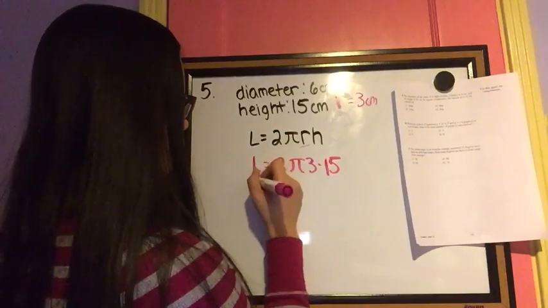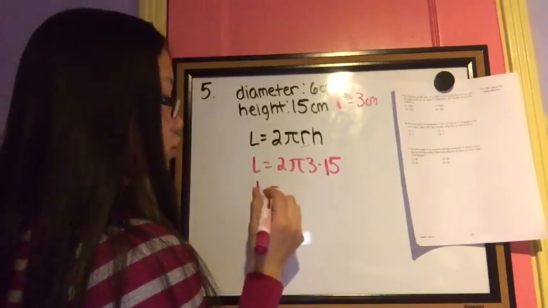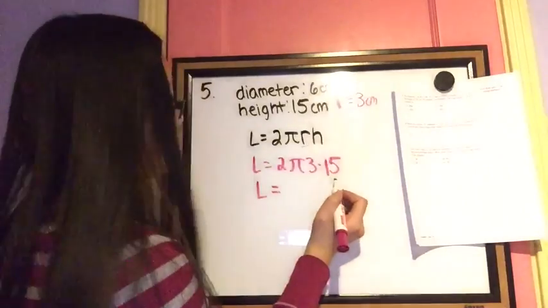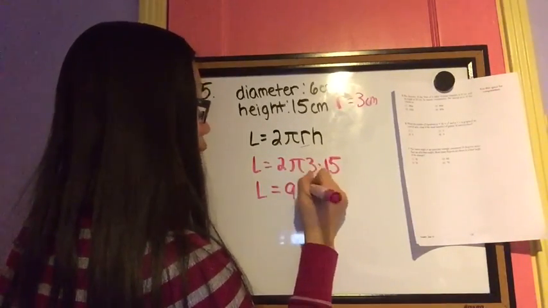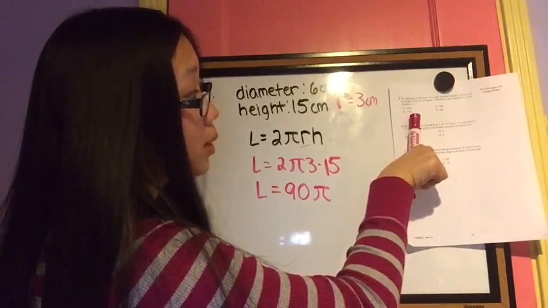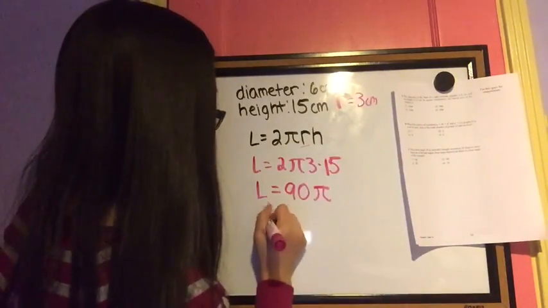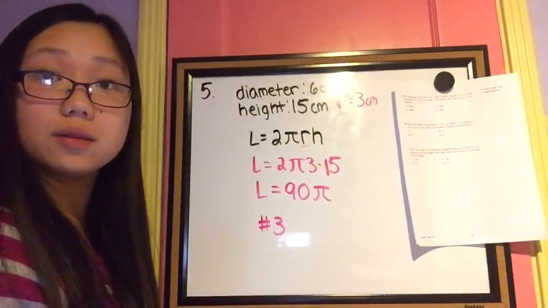So the lateral area equals 2 times 15, which is 30, and 30 times 3, which is 90. So 90 pi. And in the answer, it leaves it in terms of pi. So the answer is number 3, 90 pi.